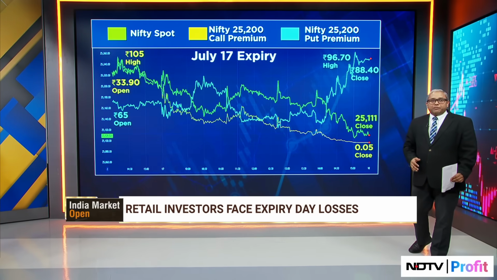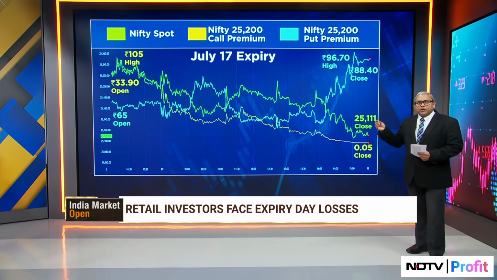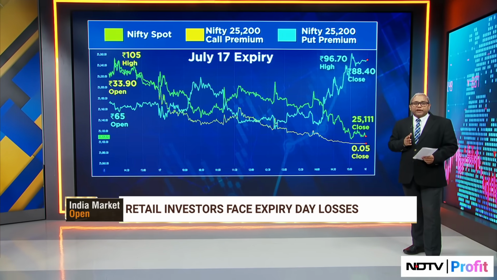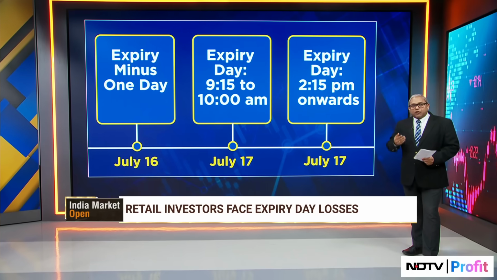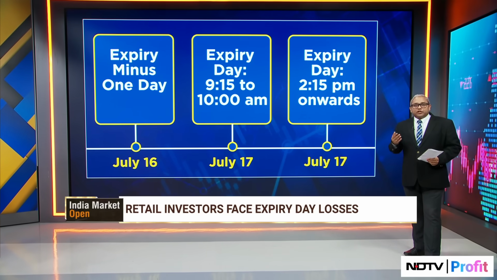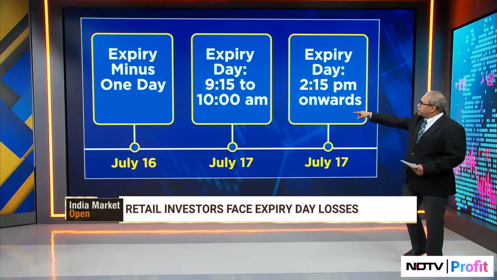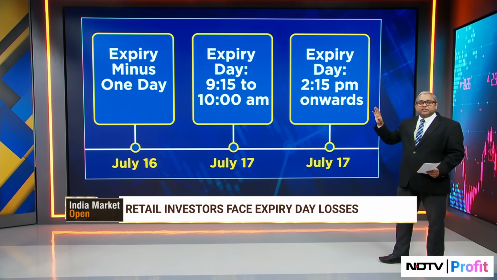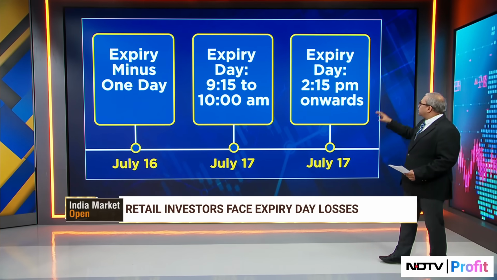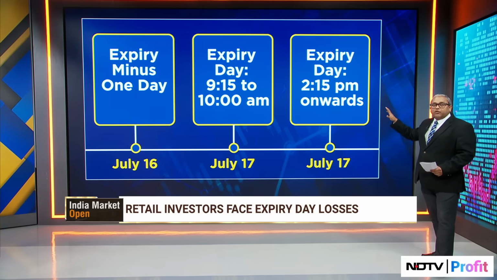The first half is the pre-expiry, or expiry minus 1, where we have seen a lot of call writing happening going into the expiry, which is on Thursday. The second thing we're going to explain is what kind of activity happened between 9:15 and 10 a.m., and the third is what happened after 2:15.